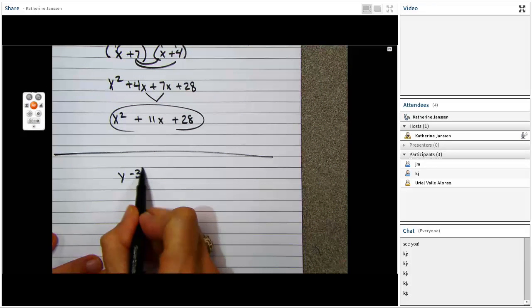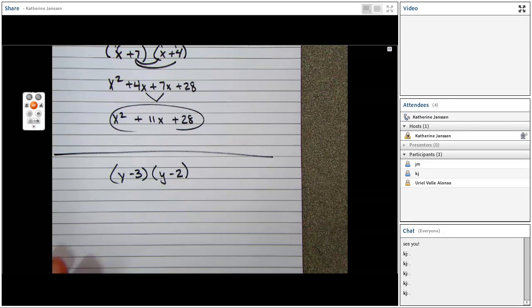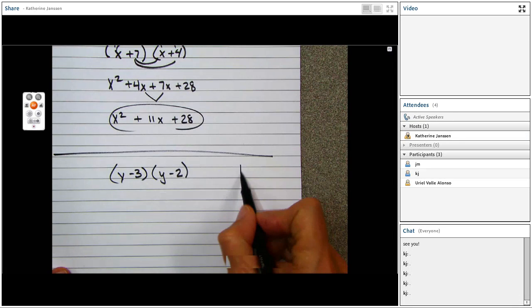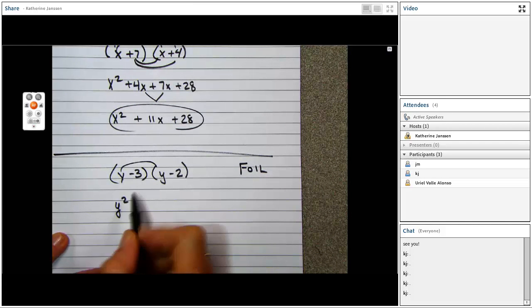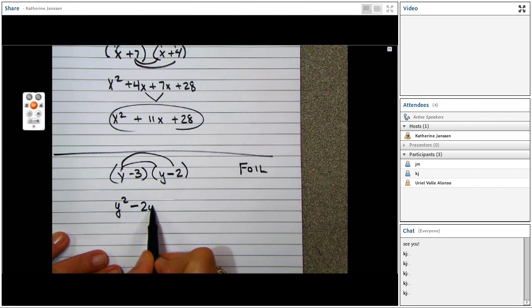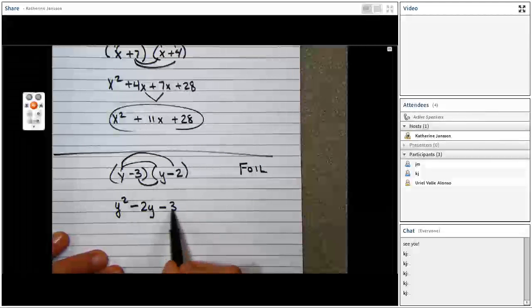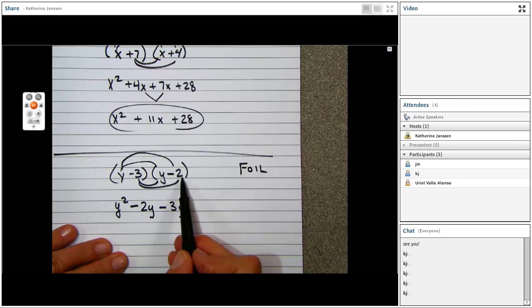Y minus 3 times the quantity y minus 2. I have a binomial times a binomial. That's what I want to establish first. So I have a special product rule for binomials. I'm going to use FOIL. First terms, y squared. Pick up your sign. Outer terms, 2y. Inner terms, pick up my sign, 3y. And last terms, it's a negative 3 times a negative 2 for a positive 6.